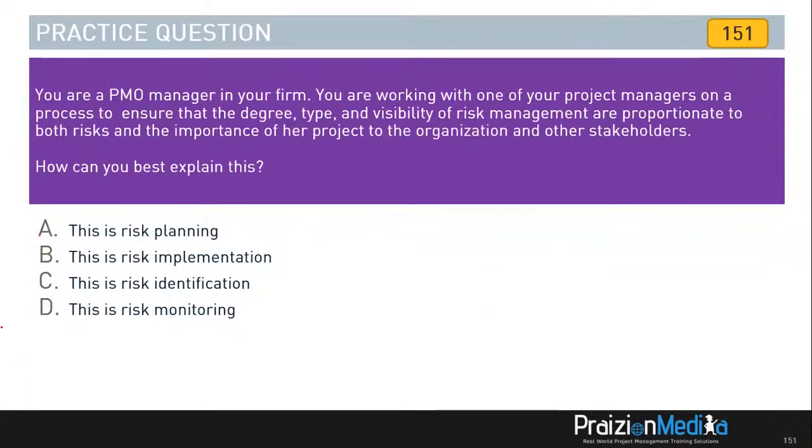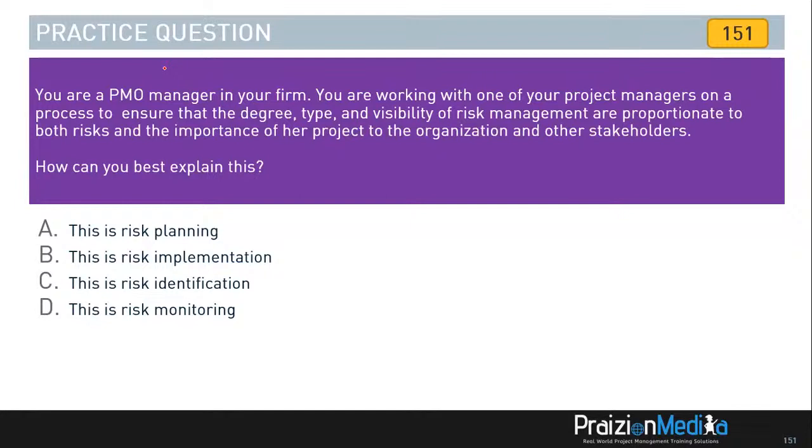You are a PMO manager in your firm. You're working with one of your project managers on a process to ensure that the degree, type, and visibility of risk management are proportionate to both risks and the importance of her project to the organization and other stakeholders. How can you best explain this? Is it A, this is risk planning, B, this is risk implementation, C, this is risk identification, D, this is risk monitoring? What do you think? All right, let's take a look at the answer.